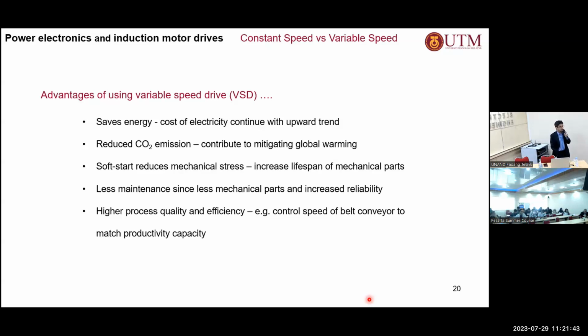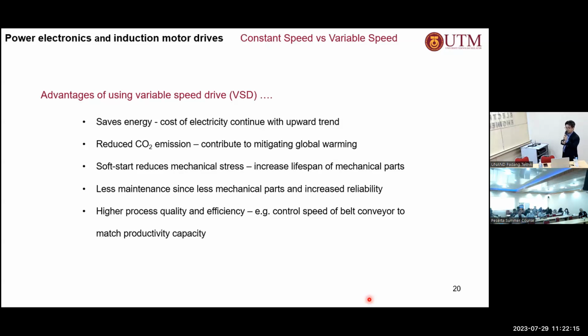And also, you can reduce the starting current, which means that you can use smaller ratings of your switchgear. Because as I said, if you connect it directly, then you have a very large surge current at startup. To reduce that surge current, if you use a variable speed drive, then you can gradually increase the current, which means that you don't have to size the switchgear and the transformers based on the starting current, right? So they can be smaller because of the soft start.